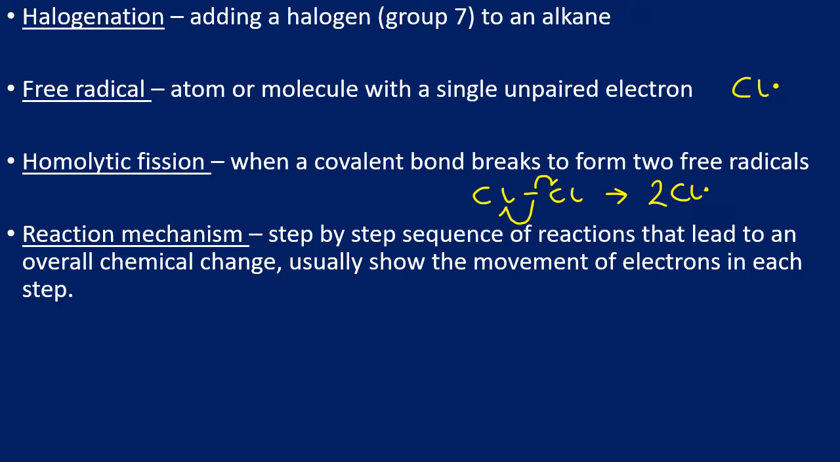We're going to use the term reaction mechanism, and the mechanism of a reaction just shows the step-by-step sequence that leads to the overall chemical change. So in other words, chemical reactions don't just happen instantly as one step. It's usually over a series of sequences or steps, and that's known as the reaction mechanism.